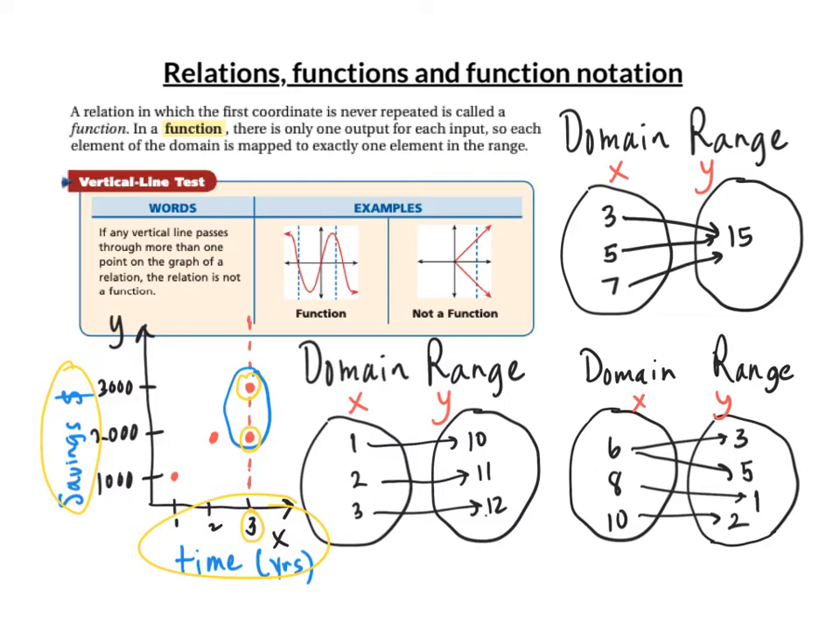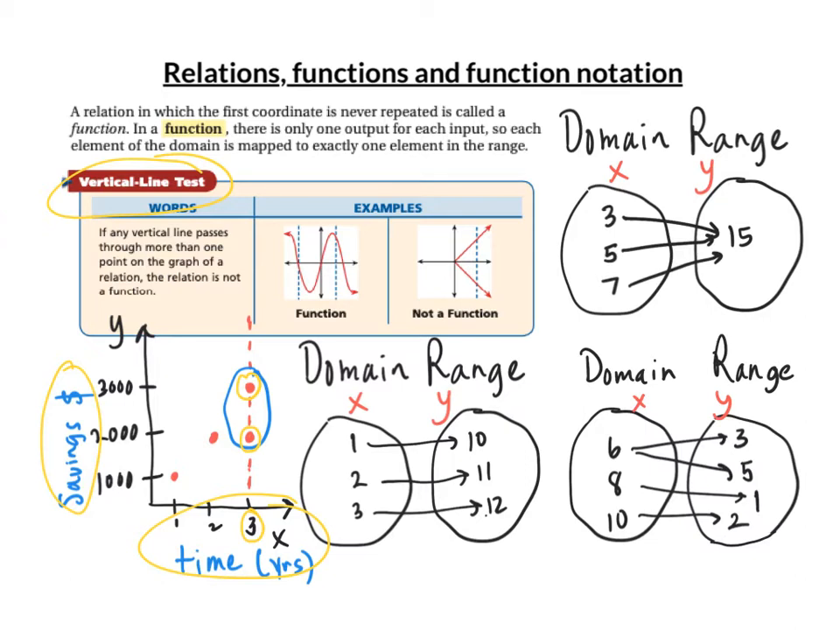So we can look at a graph and tell if there are any points that are right on top of each other, it's not a function. And this brings up the vertical line test. If you can draw a vertical line and hit 2 points, that means that there's a value in the domain that has more than one value in the range assigned to it. So the vertical line test is a very easy way to tell if a relation is a function.